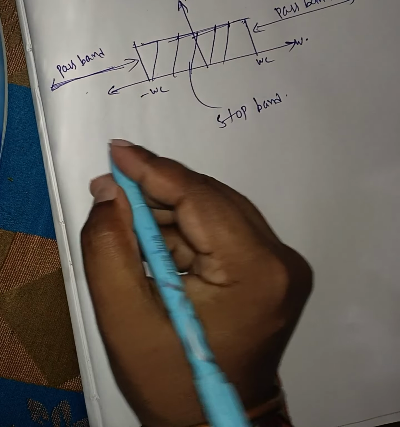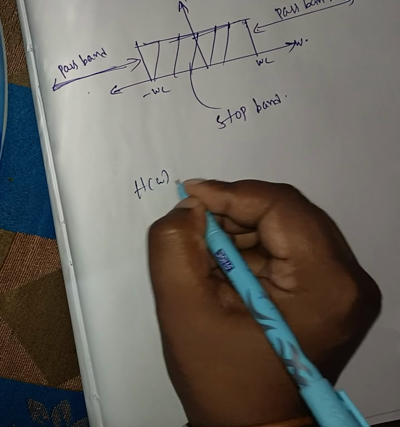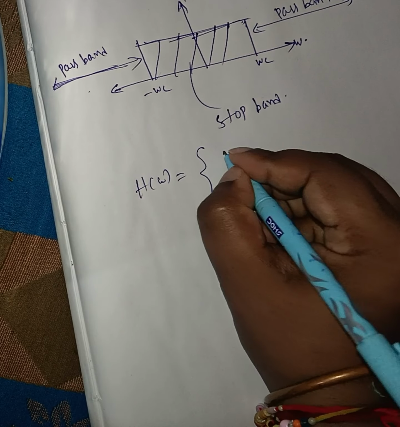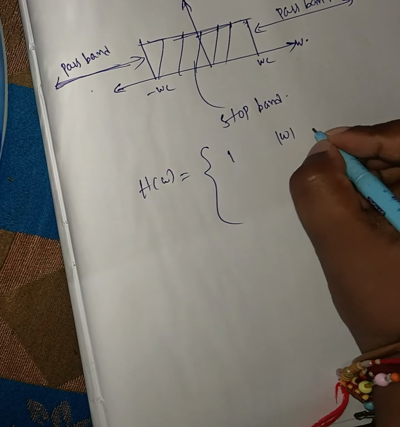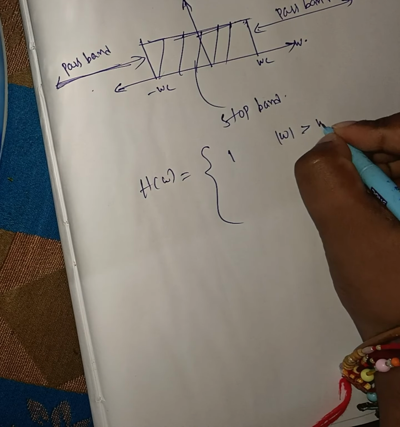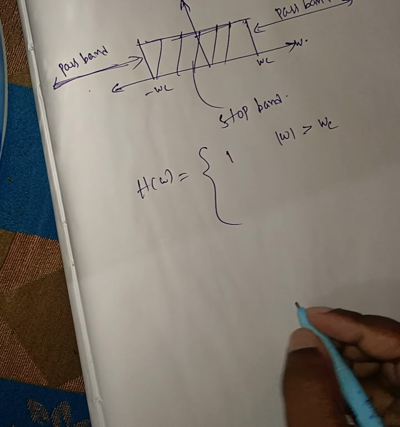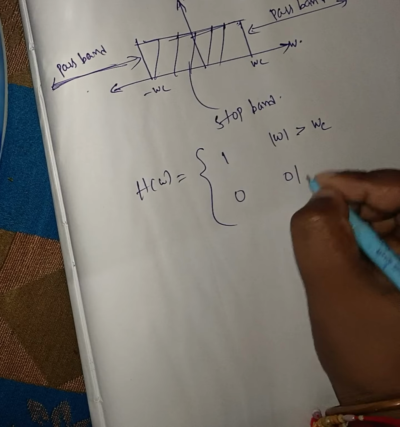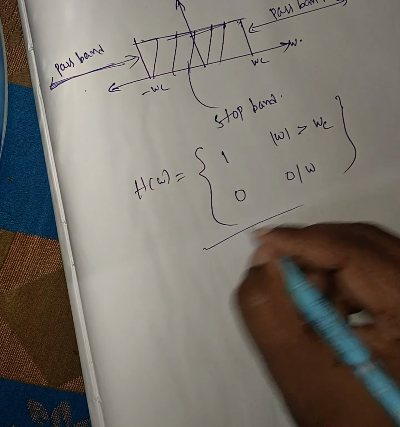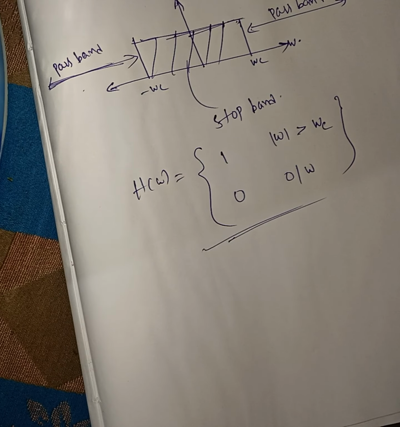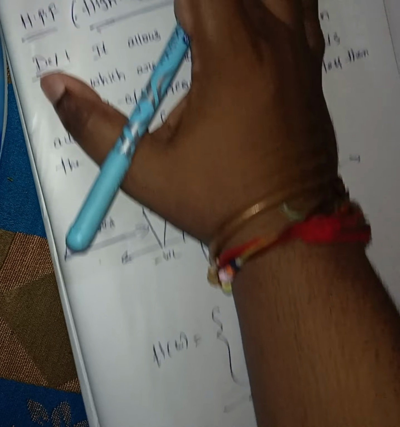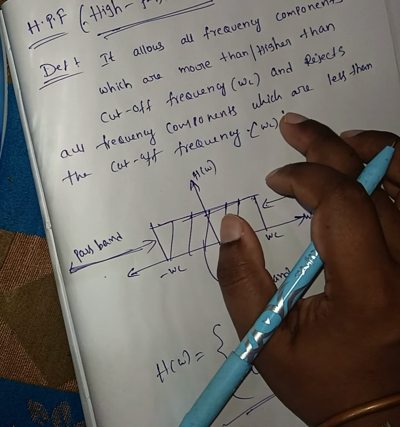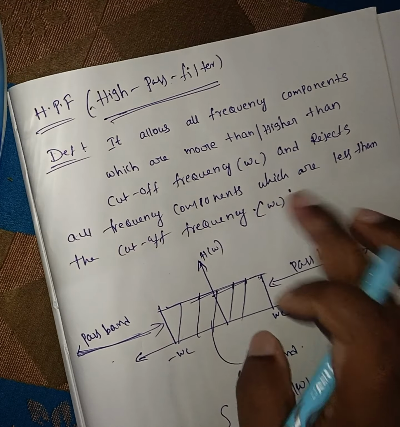So how will the equation be? H of omega is equal to 1 when omega is greater than omega c, 0 otherwise. This is the equation representation of the HPF. This is the graphical representation and this is the definition. This is called the high pass filter.